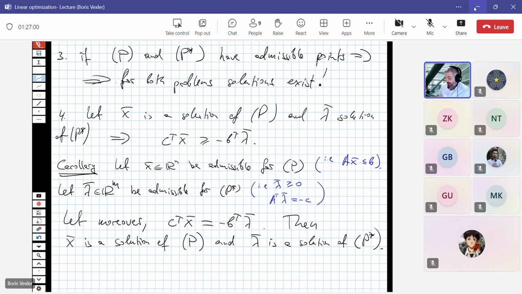Okay. This is the corollary telling us again, if we have admissible points such that the cost functions of the original problem and of the dual problem are equal to each other, there is no gap between them, then we have already found solutions. Okay. We'll prove this, and then the next thing, which is called strong duality, will be the other way around, that for the solution this equality must hold. Okay, good.